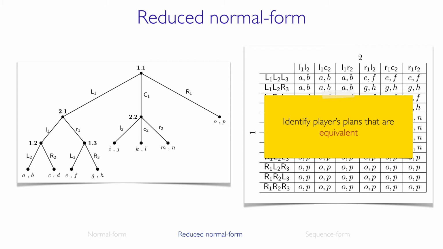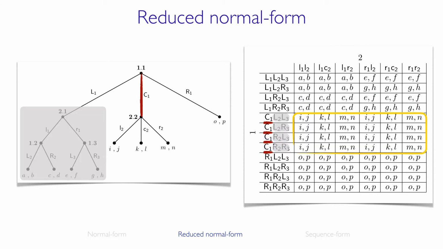In order to build the reduced normal form, we have to identify player plans that are equivalent, and thus they can be merged to form a new reduced plan. Here, equivalent means that such plans induce the same player payoffs independently of the other player plan.